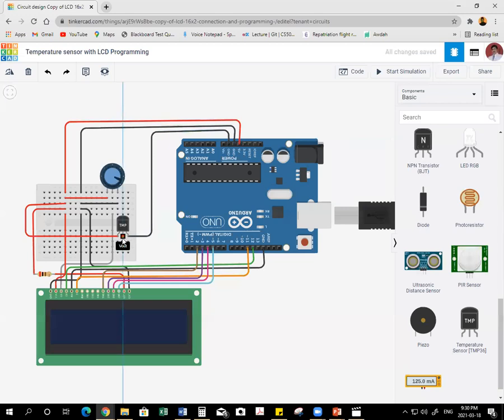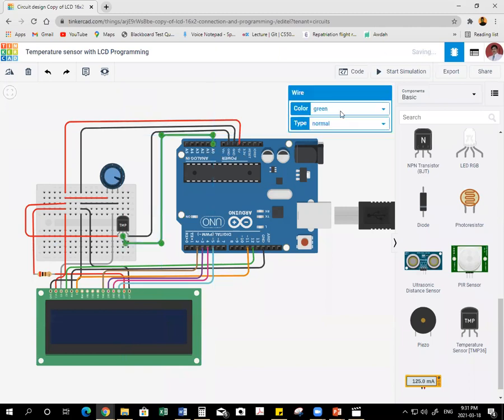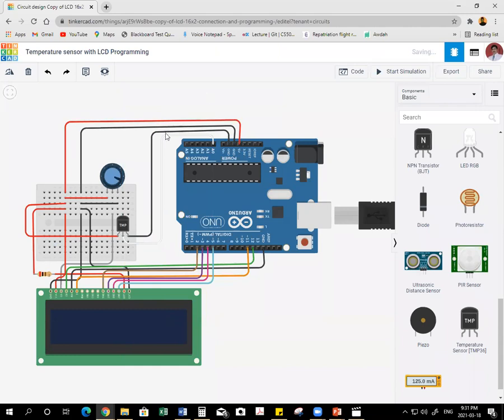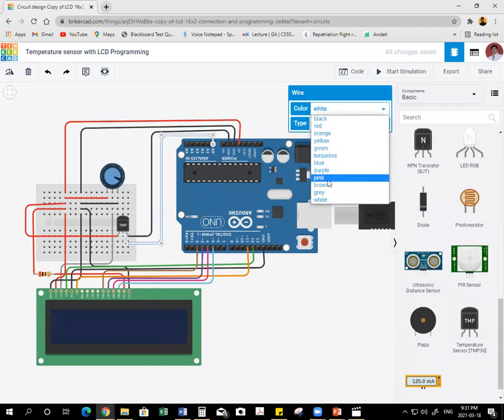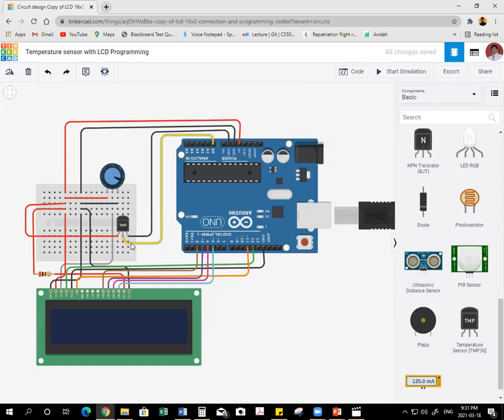Where do we have to connect this V out? Sorry, wrong. I have to connect this V out as an input to the Arduino A0. This should be orange. Anything white? Oh, not visible. White is not good. Gray one, everything is over. Yellow, no problem. Okay.